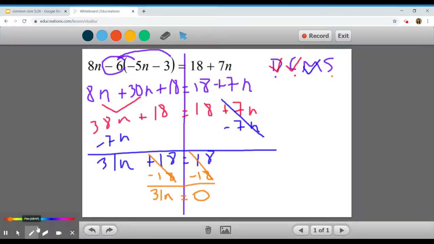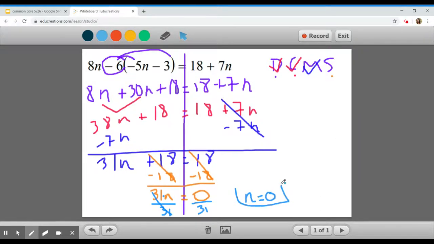The only thing keeping n from being alone is this multiplication. I see multiplication, so I need division. I'm going to divide both sides by 31. I'll divide both sides by 31. Here it cancels, exactly what we wanted to happen. I'm looking at n equals 0 divided by 31 is 0.